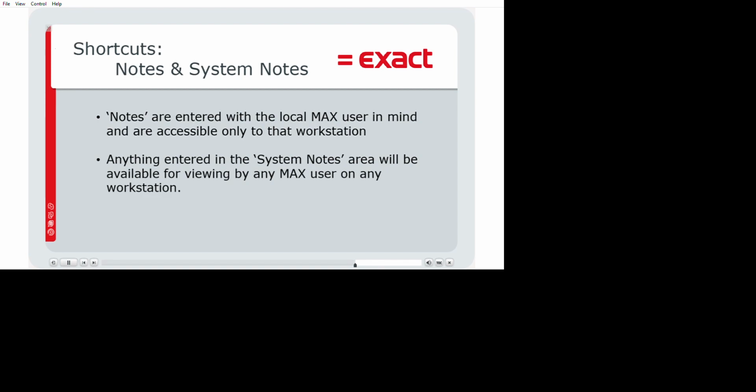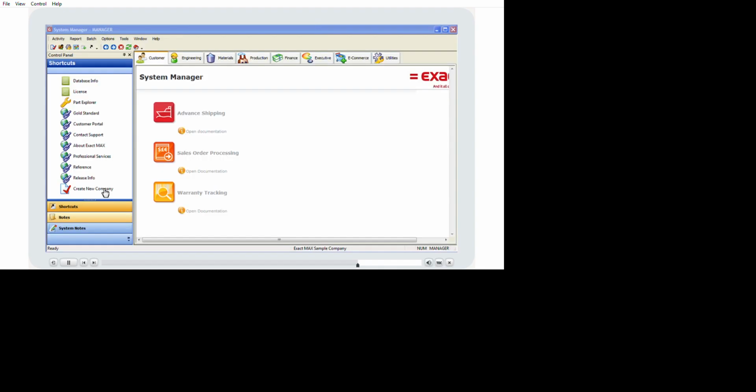System Notes can be related to upcoming upgrades, access to custom reports, or anything else that a MAX administrator would like the other MAX users to be aware of. First, we'll take a look at the Notes area. These notes can be entered by the local MAX user and are specific to the workstation in question. Click on the Notes item in the Shortcut pane to view them.